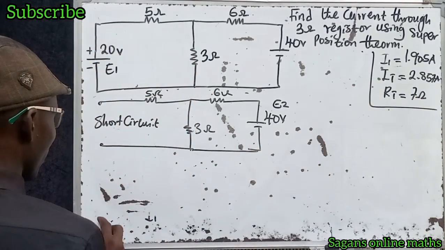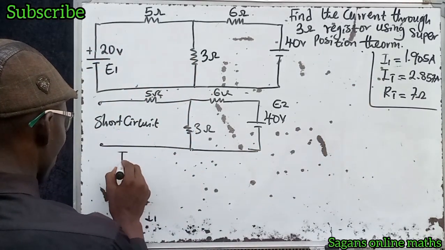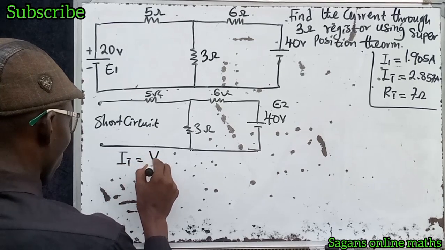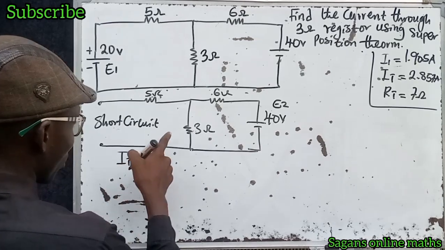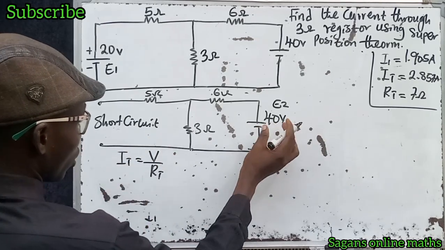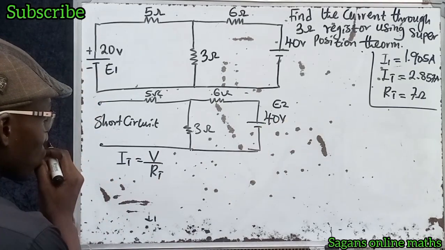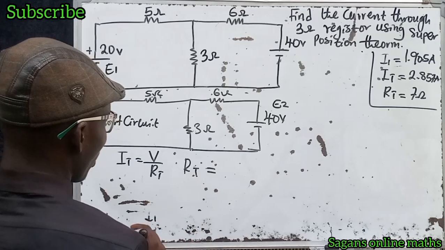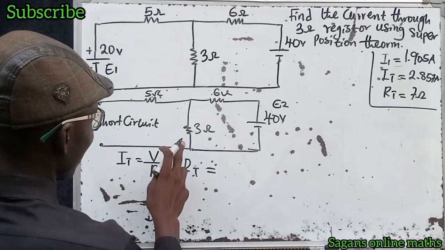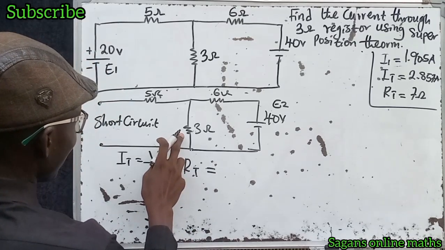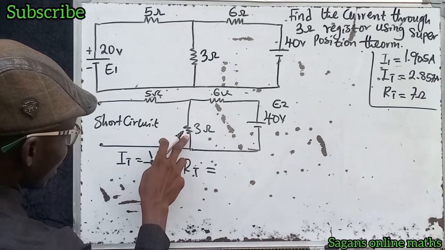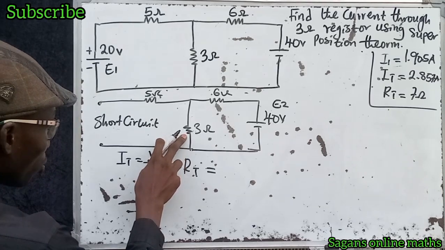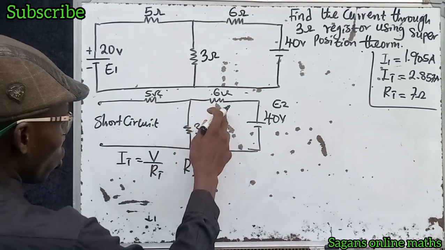Let's know our total current. Our total current will be equal to V over our total resistance. But we don't know the total resistance in this second source circuit, right? Now, what are we going to do to know our total resistance? Let's observe carefully. You can see that this 3 ohms is in parallel with this 5 ohms, in series with this 6 ohms.